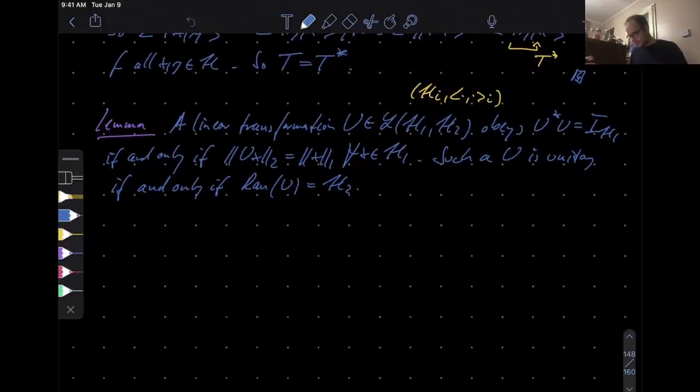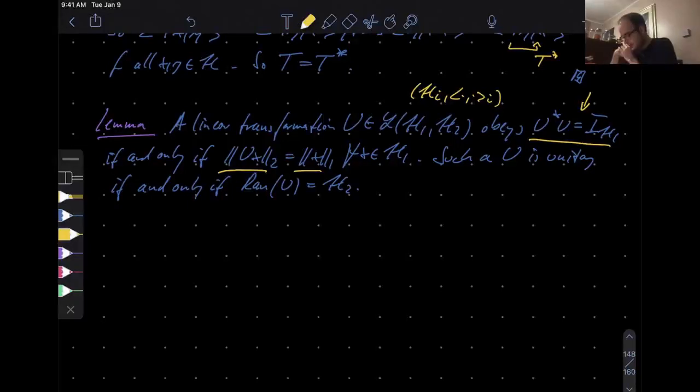So it states: if a linear transformation obeys u star u is the identity on the first space, then this happens if and only if it is an isometry, namely the norm of ux in the second space is equal to the norm of x in the first space for all points x in the first Hilbert space. Now, you remember for u to be unitary, besides this equality with the identity in the first space, you also need the other one where you compose u with u star and you get the identity in the second space. Right, so that's what it means to be unitary.